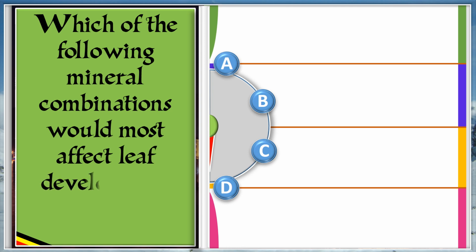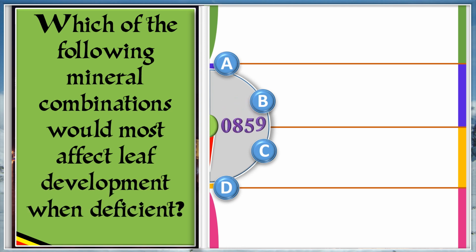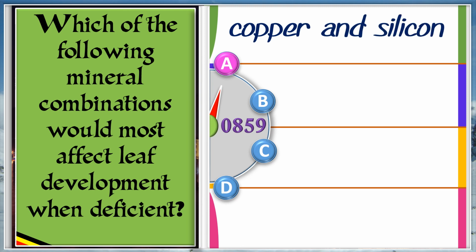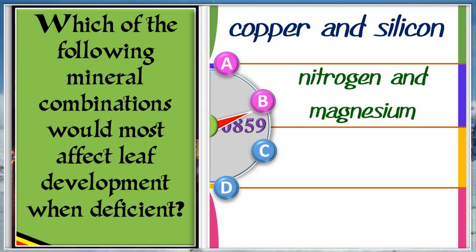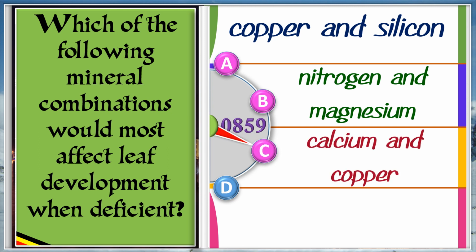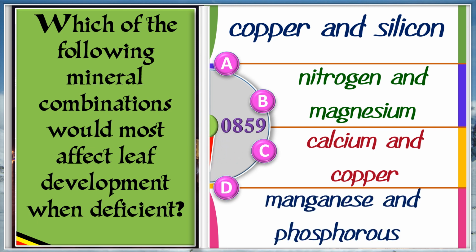Which of the following mineral combinations would most affect leaf development when deficient? A, copper and silicon. B, nitrogen and magnesium. C, calcium and copper. D, manganese and phosphorus. And the answer is B, nitrogen and magnesium.